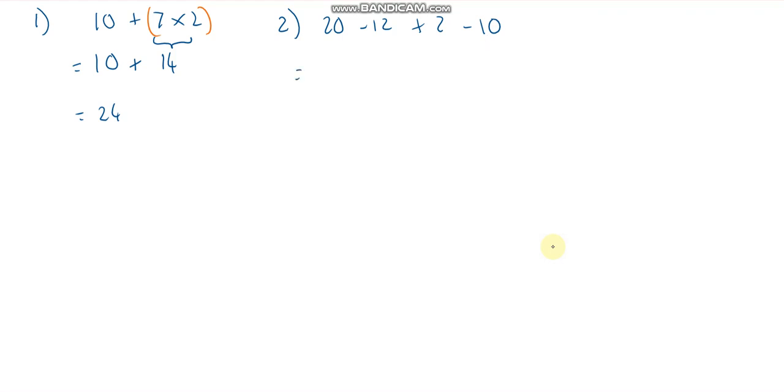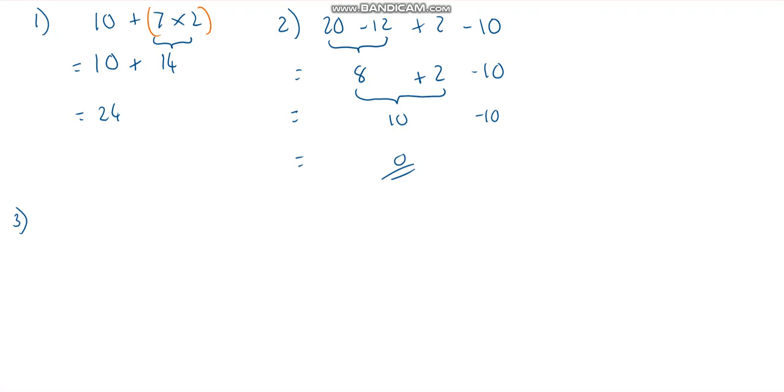So 20 take away 12 gives me 8. But then make sure you rewrite the rest of the sum. 8 plus 2 gives me 10, and 10 take away 10 is 0. Notice how I kept reducing the formula each time: this became this, and this stayed where it was. So take your time with the working. If it was easier, you could have done this sum first, but in this case it wasn't very helpful. When you've got all adds and subtracts, you don't have to go left to right; you can do the ones you find easier.